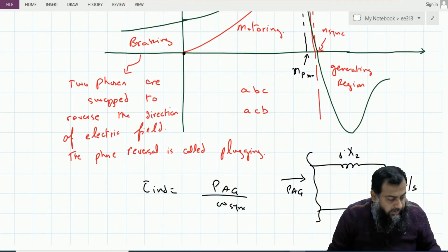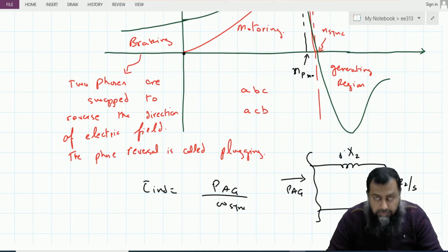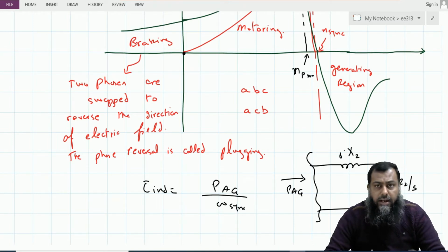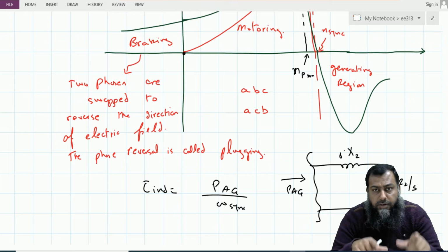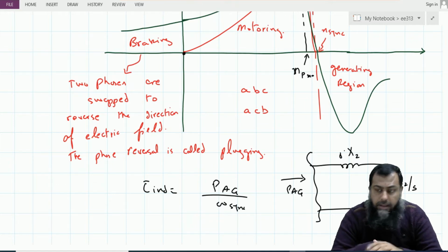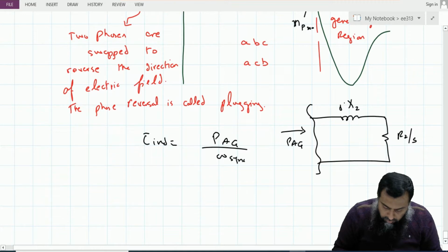For that, we will revert back to the Thevenin equivalent circuit that we have studied, and thereafter we will apply the maximum power transfer theorem, which says that the maximum power in any given circuit or any given load occurs when the load resistance becomes equal to the Thevenin resistance of the circuit. So let us draw the Thevenin equivalent circuit again.